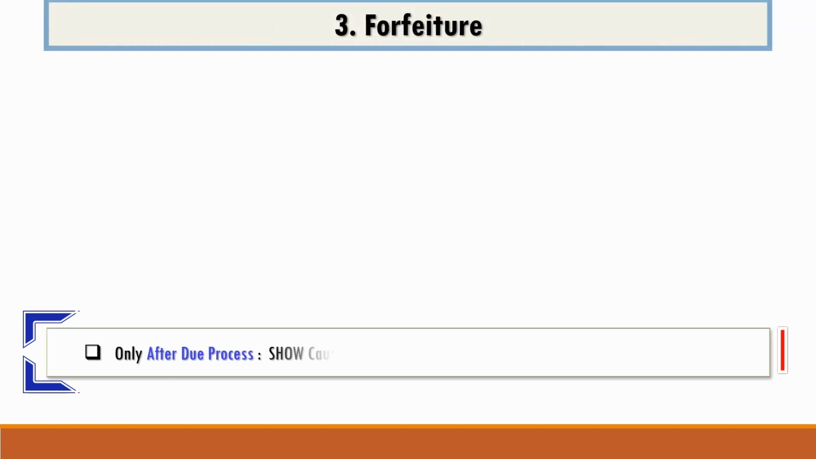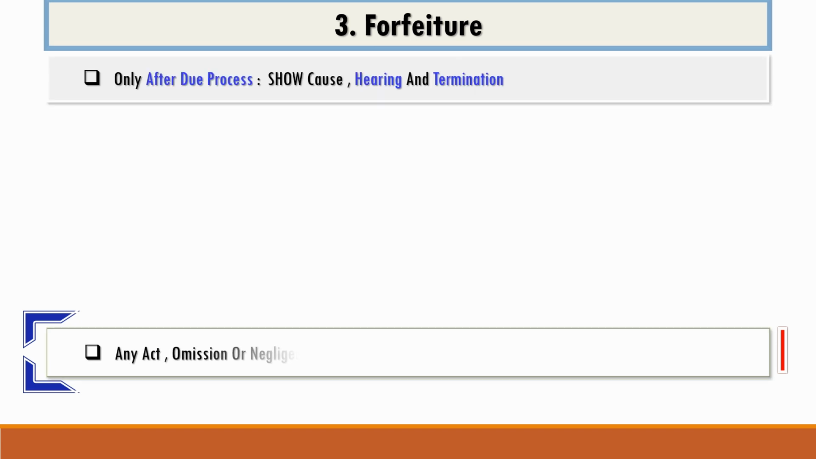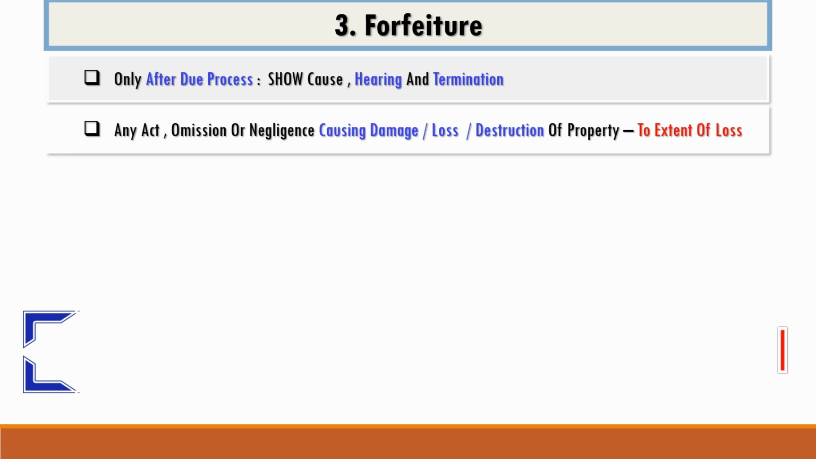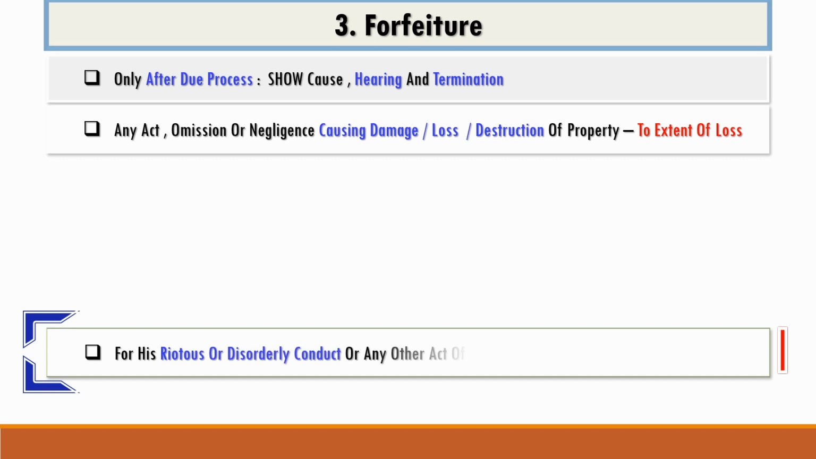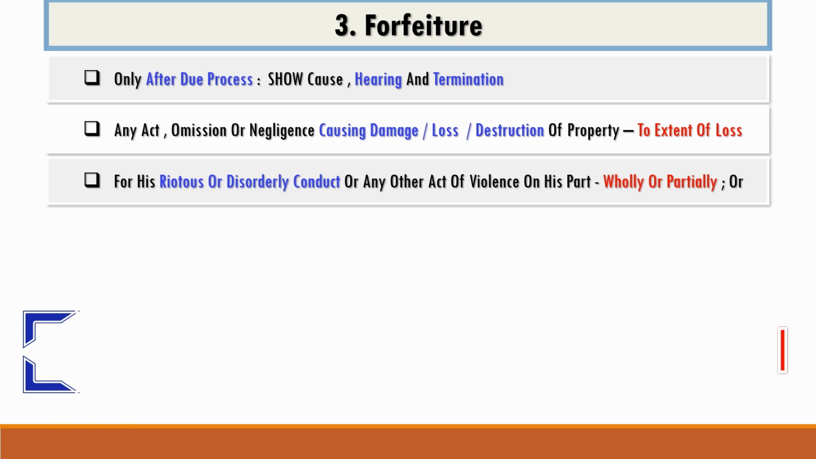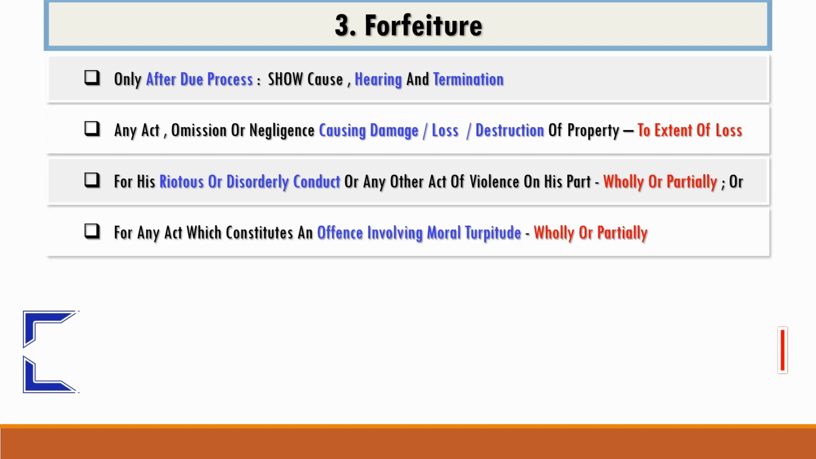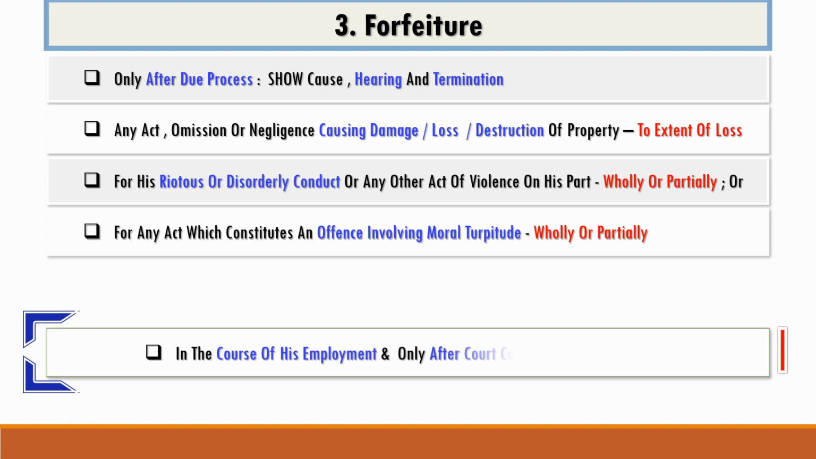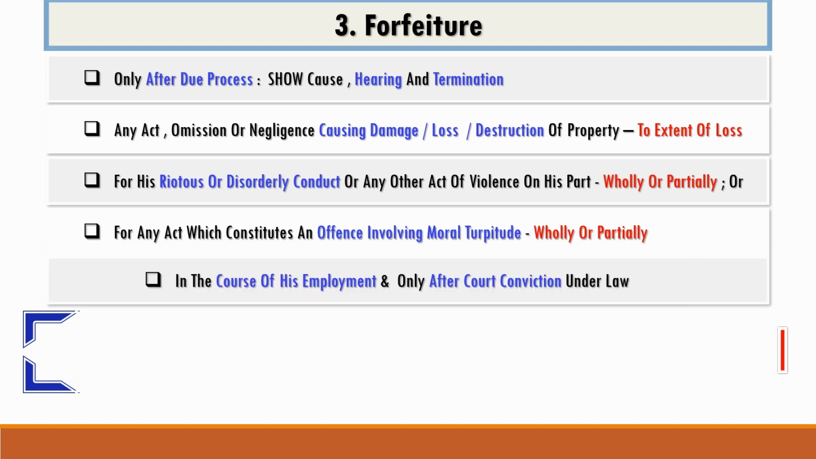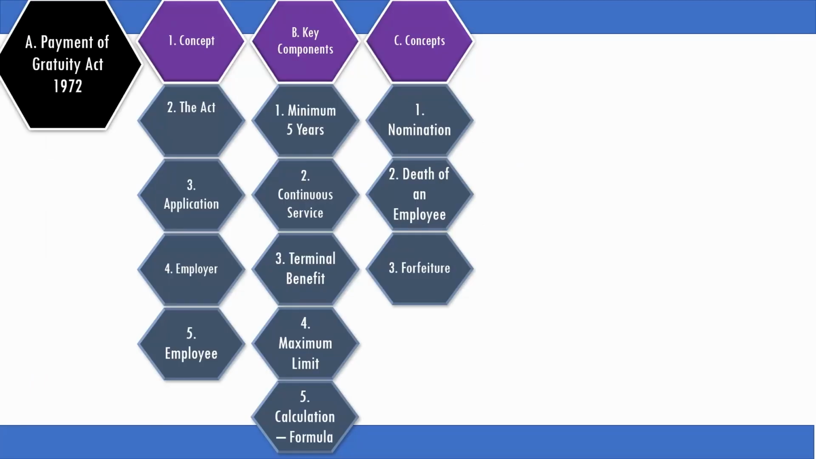after a due process of law of show cause, hearing, and termination. To the extent of loss, forfeiture is permitted for any act, omission or negligence causing damage, loss or destruction of property. Wholly or partially, forfeiture is permitted for riotous or disorderly conduct or any other act of violence on the part of the employee. Similarly, forfeiture is permitted for any act which constitutes an offence involving moral turpitude, but the only condition is it has to be in the course of employment and only after court conviction is obtained under law.